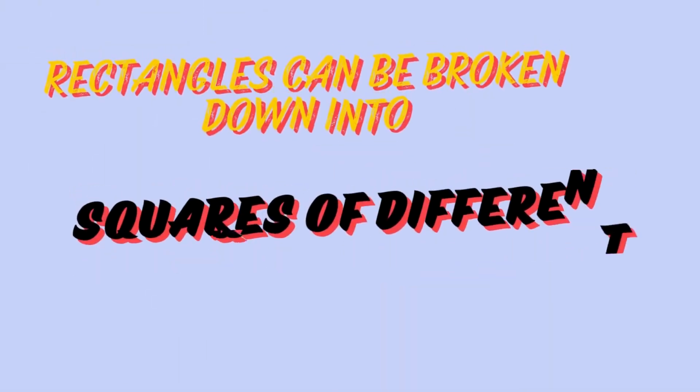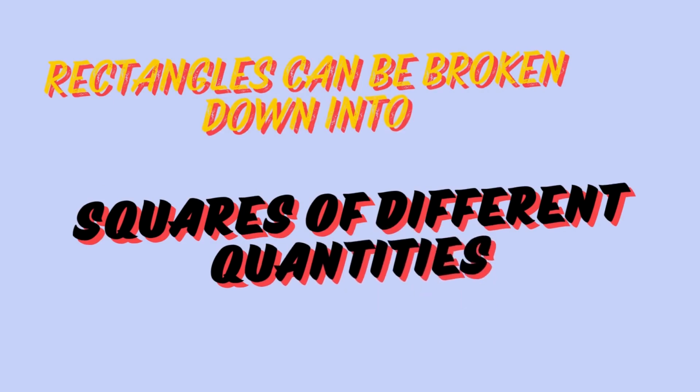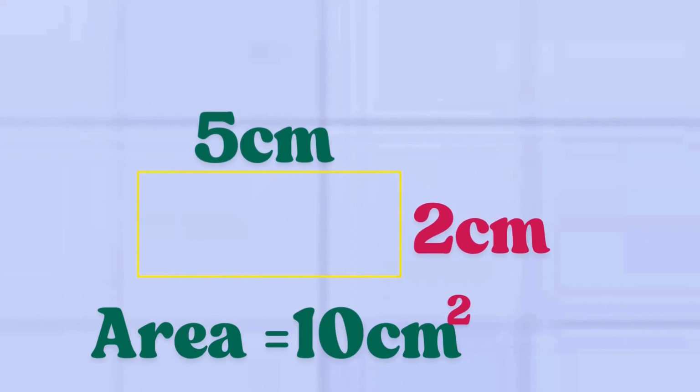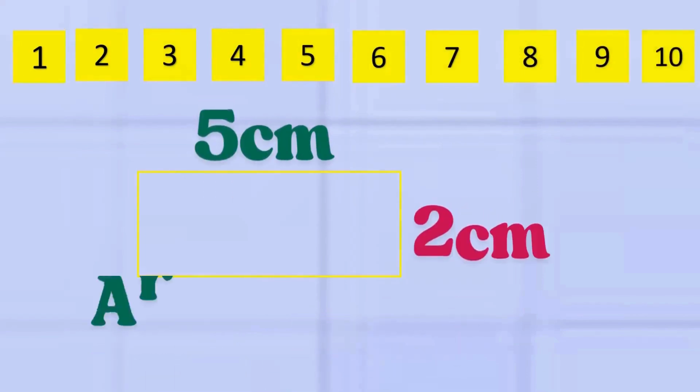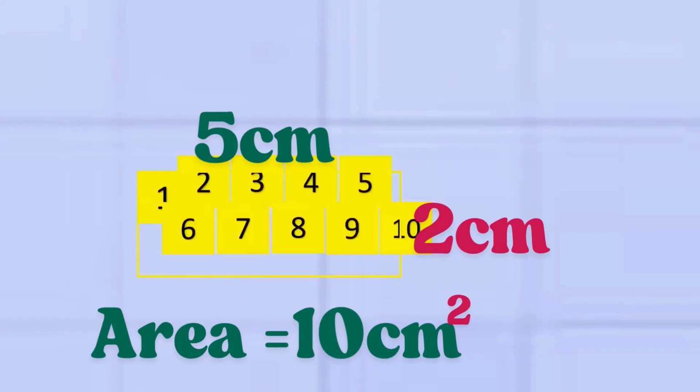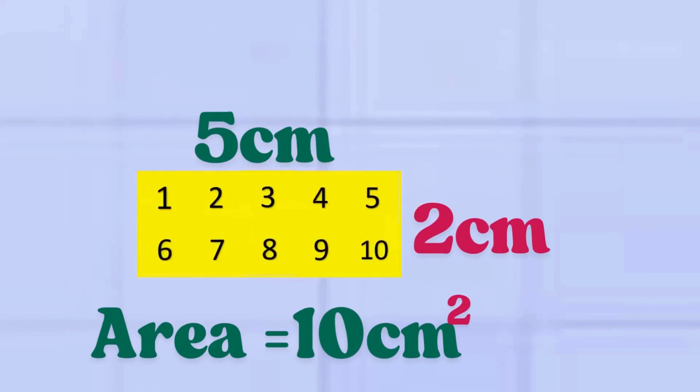If we divide this rectangle into 2 equal parts, it would form a square. This shows that rectangles can be broken down into squares of different quantities. For example, a rectangle with an area of 10 square centimeters can be divided into 10 squares, each 1 centimeter by 1 centimeter. So, now do you understand how rectangles can actually contain squares?